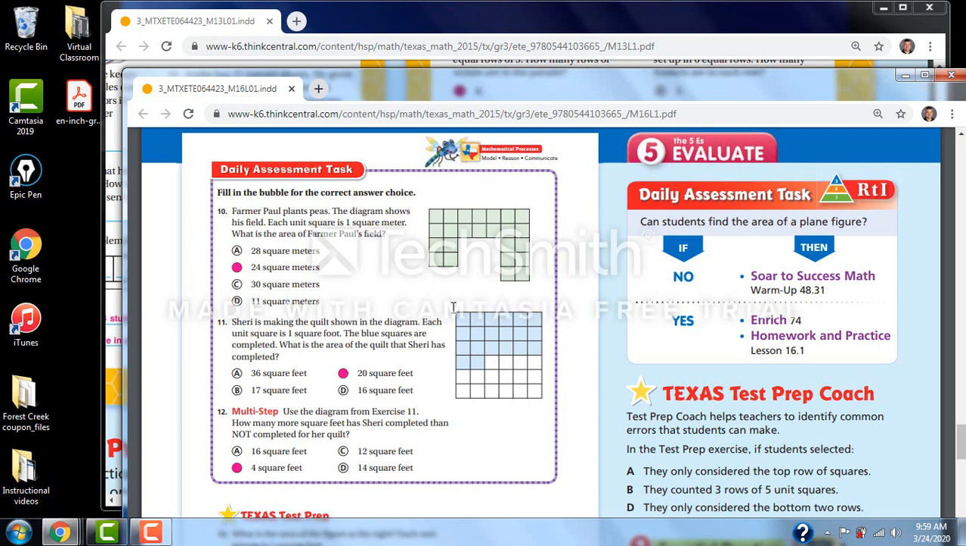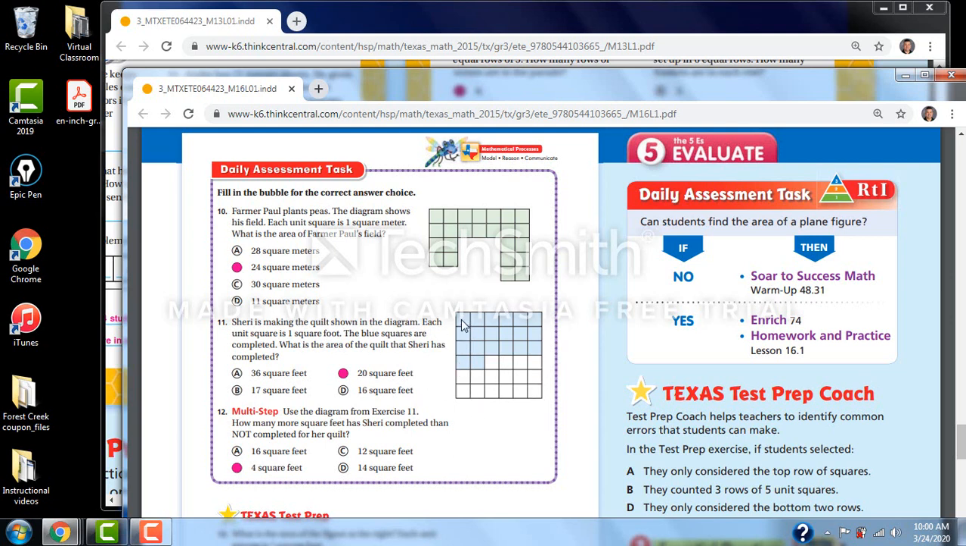So there's 2 ways to do this. You can get the total area of the quilt. So you will multiply 1, 2, 3, 4, and 1, 2, 3, 4, 5, 6. You would have what? 36 square feet. And notice they have an answer there. But then you would subtract the number here that's not complete, and you would get 20.